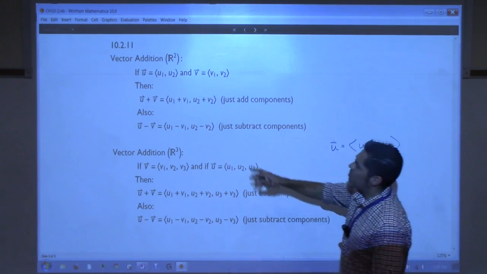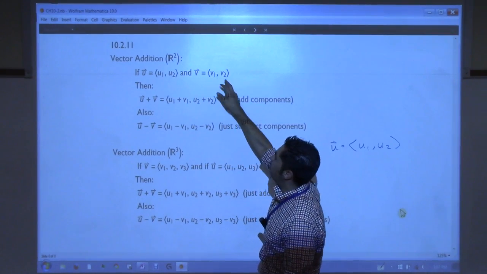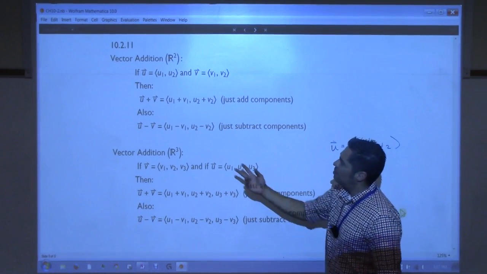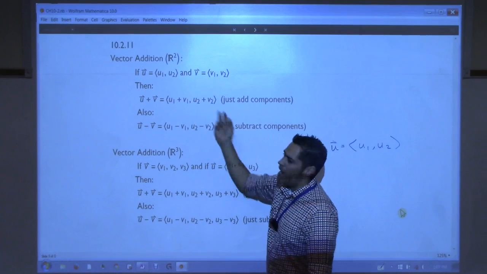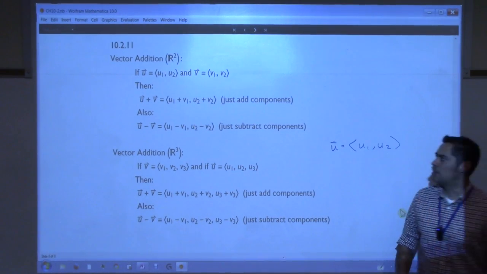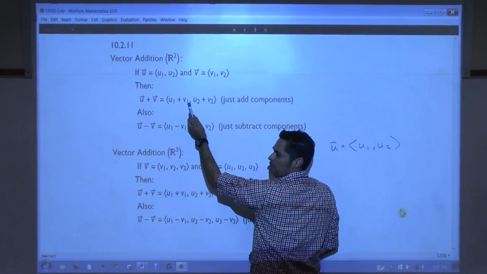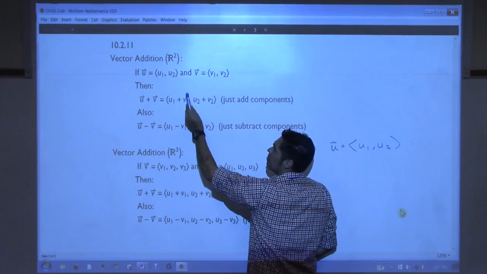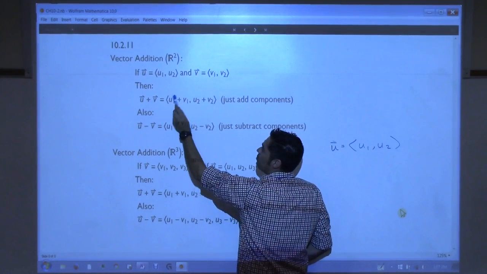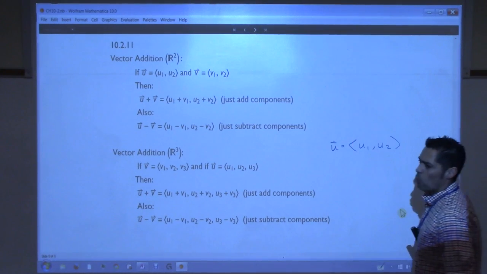So if we're given two vectors, u is u1, u2, and v is the vector v1, v2, then to add the two vectors together, all you do is add the components. It's very straightforward when it comes to vector addition. You take the first component of u, add it to the first component of v, that's the first component of the sum, or the new vector. And then same thing with the second components, or y components.